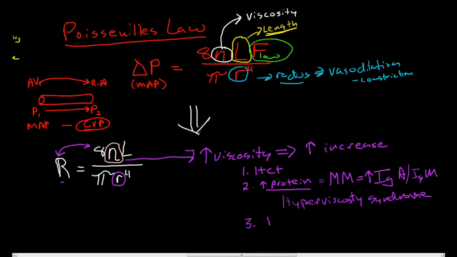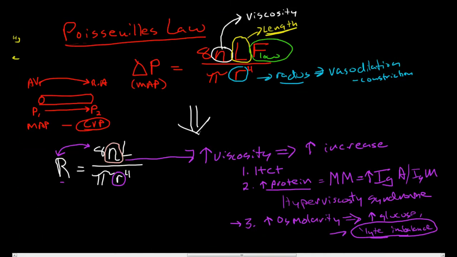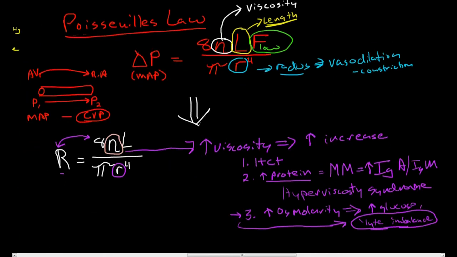You can also do it by increasing the osmolarity of the blood. And how could you do that? Well, one possible cause would be increased glucose or electrolyte imbalances. Usually before this causes significant problems from hyperviscosity, it's going to cause other more life-threatening problems first. If you've increased electrolytes up to the point where you've significantly increased viscosity of the blood, you have more problems to contend with. Okay, so that's viscosity, and then I want to talk about radius.